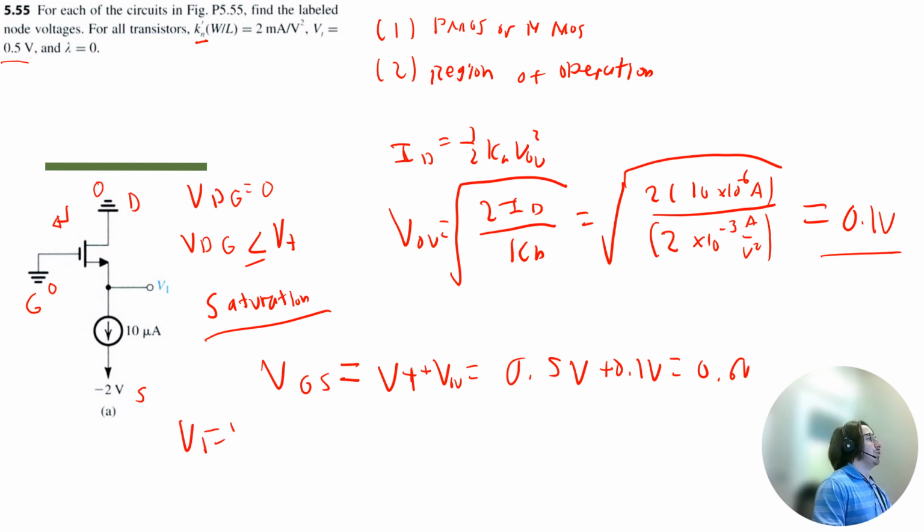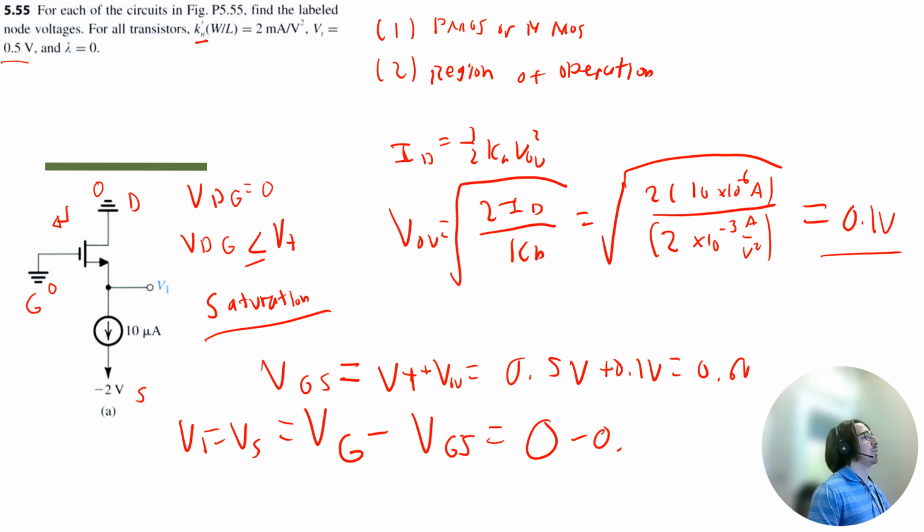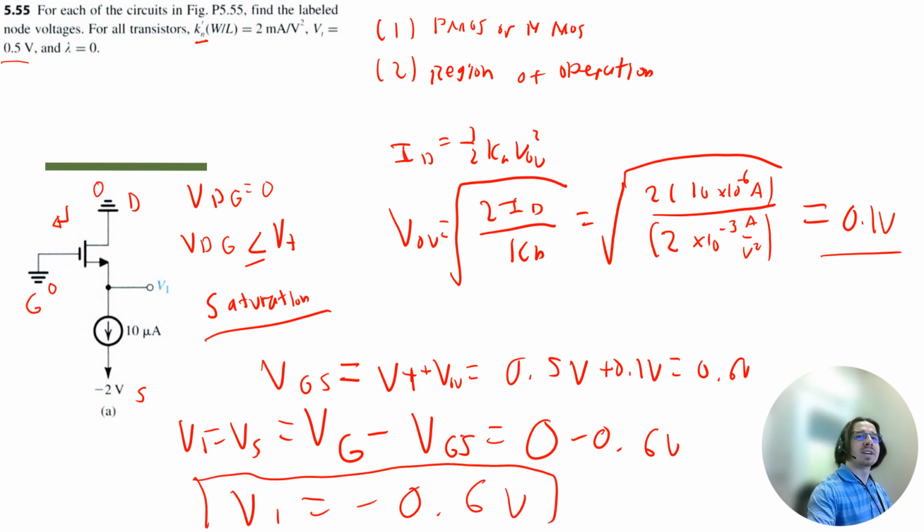So V1 is really just the voltage at the source, neglecting this negative 2 volts here. That's really just the voltage at the gate minus the voltage drop across the gate and source. Now we know the voltage at the gate is grounded at 0, so it's going to be 0 minus my voltage from gate to source, which I just calculated as 0.6 volts. So therefore V1 is equal to negative 0.6 volts. That takes care of the first circuit. Let's move on.